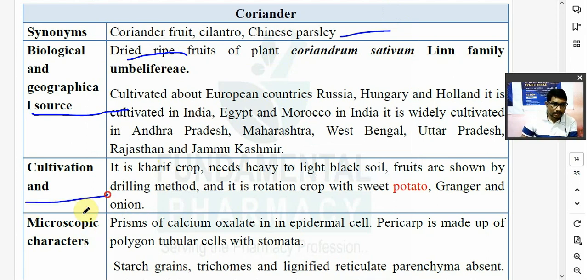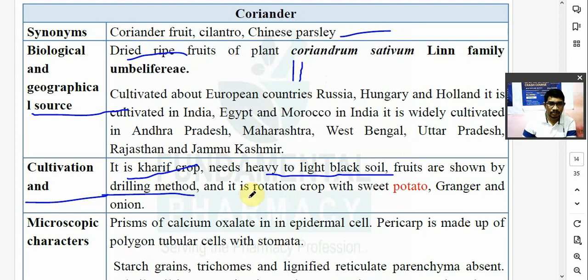Cultivation and collection: it is a kharif crop. खरीप हंगामामध्ये येणारा पीक आहे. Kharif crop needs a heavy to light black soil. काळी माती लागते, black soil लगता है. Fruits are sown by drilling method. ड्रिलिंग मेथड म्हणजे काय? ड्रिलिंग म्हणजे काय? थोडंसं छेद करायचं तुम्हाला जमिनीमध्ये, कट्टा करायचा. कट्टा म्हणजे खूप मोठा झाला, छोटा आपल्या 2-3 बोटांनी थोडंसं उकरायचे, त्यात 2-3 सीड्स टाकायचे.